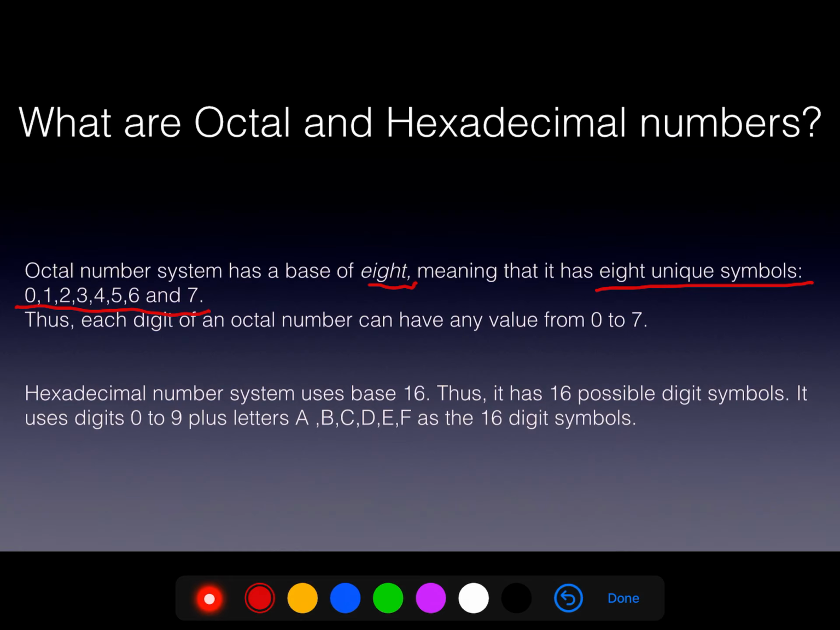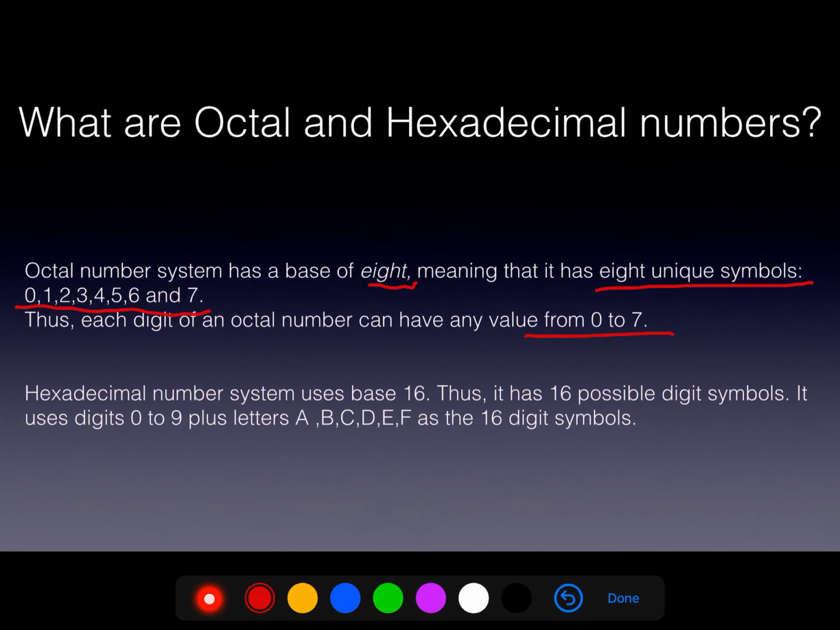If you have any number which is a combination of these digits 0 to 7, it is called an octal number. Thus each digit of an octal number can have any value from 0 to 7. Okay, so this is about the octal number.